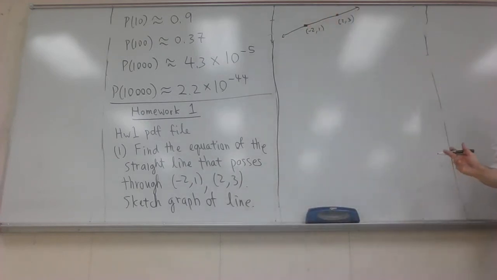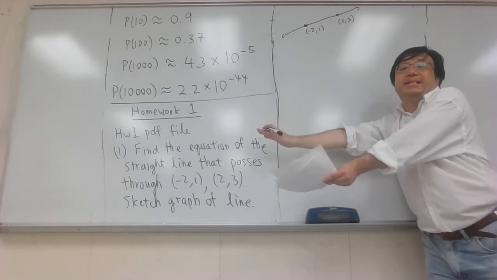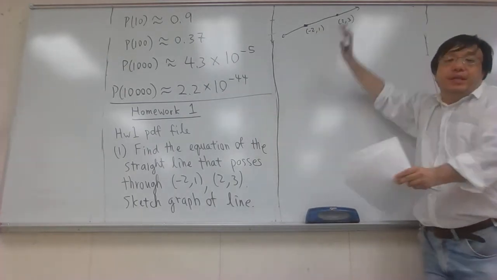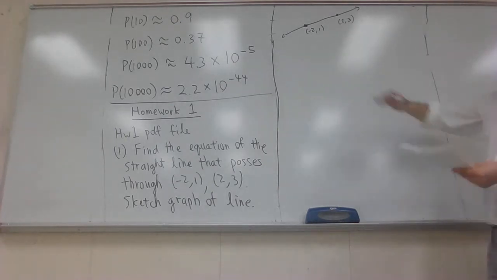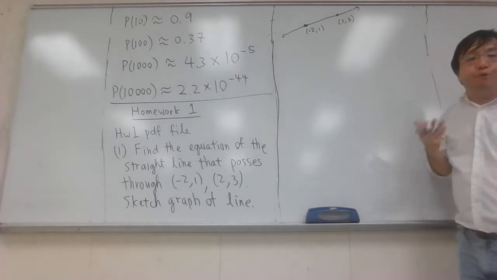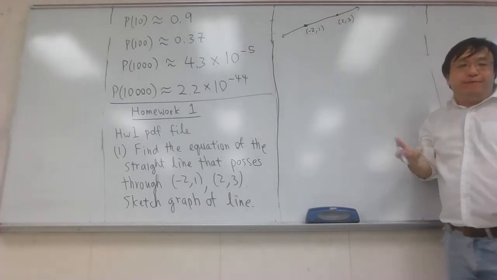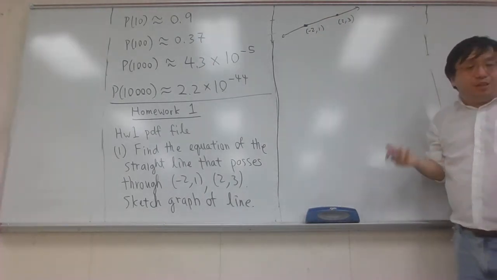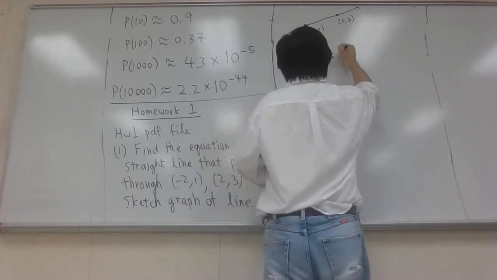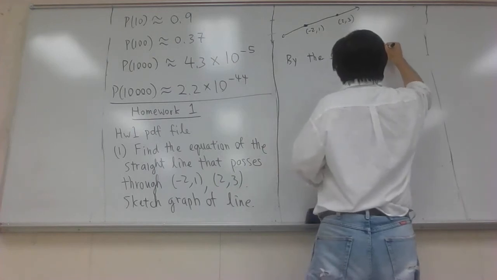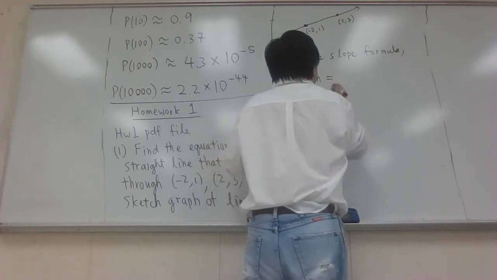Basically, this question asks us to compute the equation of the straight line. Towards computing the equation of the straight line, first, let's compute the slope. And we have a concrete formula for computing the slope. That's the slope formula. So by the slope formula, the slope m is given by, remember what the slope formula is.